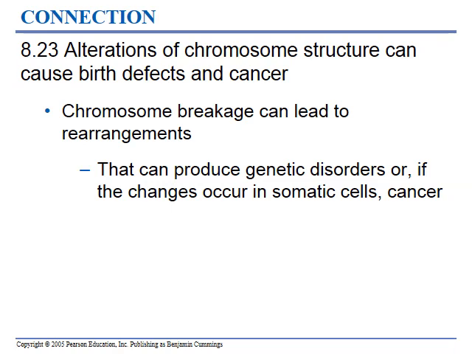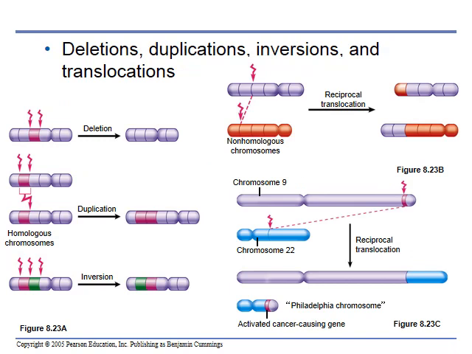Right. So alterations in chromosome structure can cause birth defects or cancer. Chromosome breakage can lead to rearrangements, and that can produce genetic disorders. We talked in the other slideshow that if you mess up somatic cells, mitosis, you end up with cancer. But when you're talking about meiosis, you're talking about genetic birth defects. Okay, so we've talked before about deletions, duplications, inversions, translocations when we're talking about DNA replication. So when we're talking about meiosis, it's the same thing.